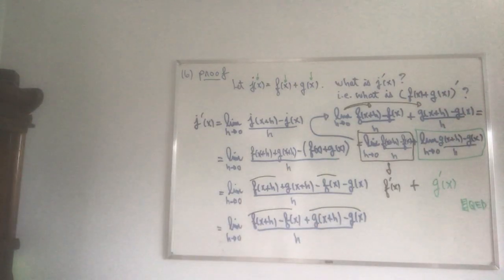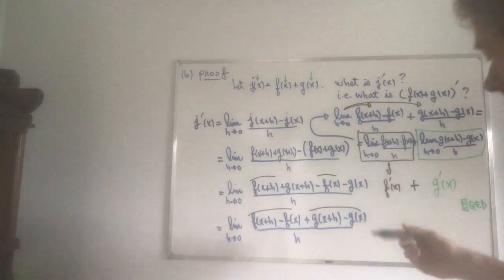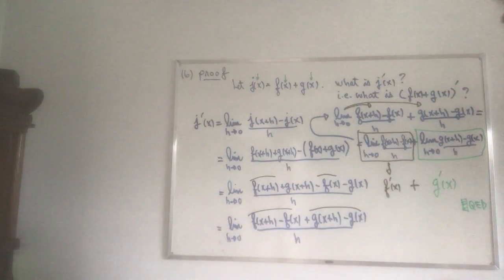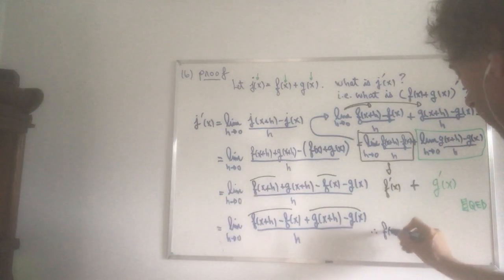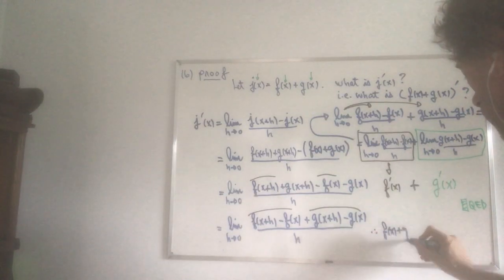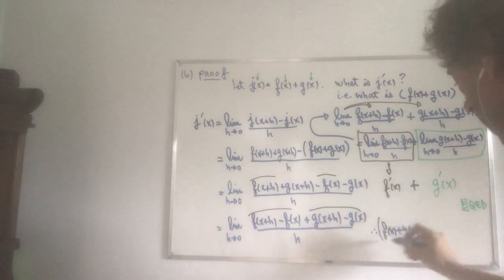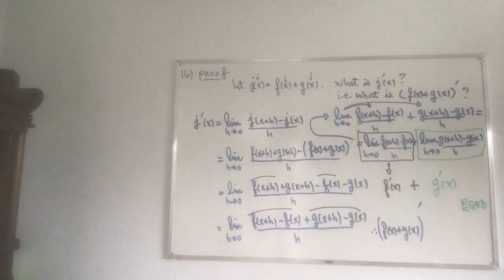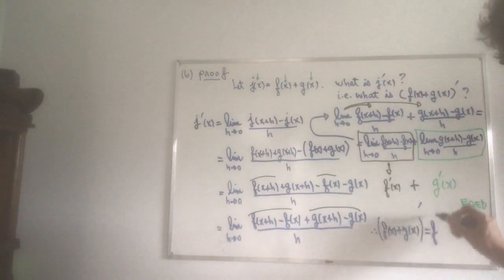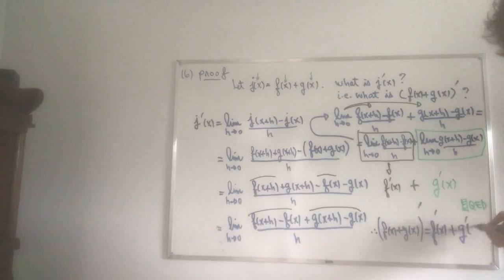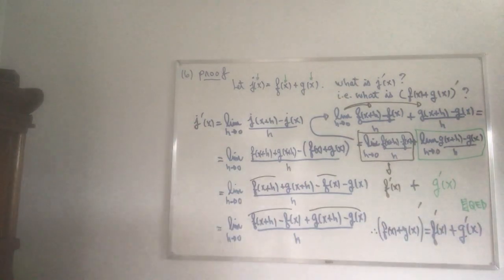What have we been able to show? What's the conclusion? The derivative of f plus g is simply equal to the derivative of f plus the derivative of g. And that is rule 6.